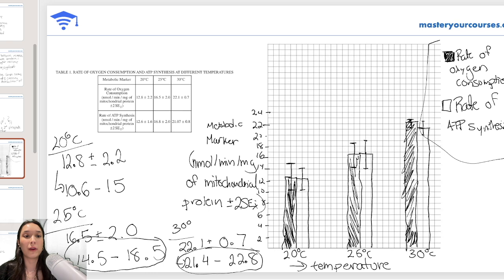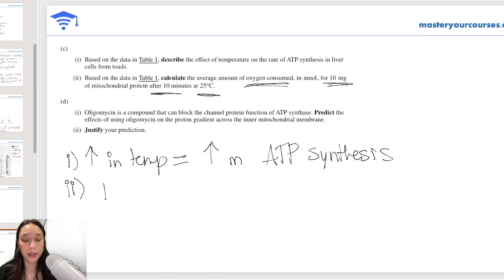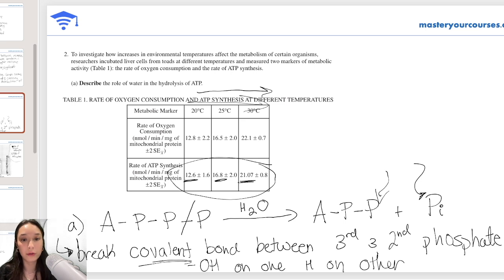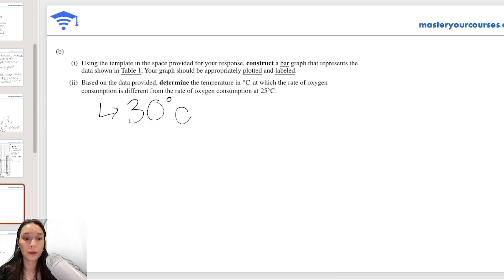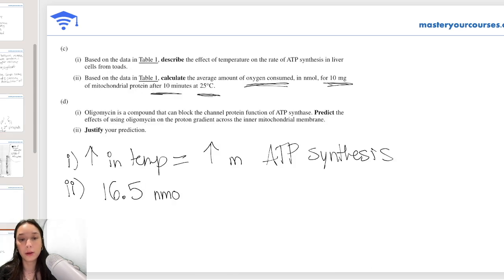So our oxygen at 25 degrees Celsius is this number right here, which is 16.5, and then make sure you take note of the units here because that's the most important. Okay, so you've got 16.5. They're looking for average amount, so you don't really need to consider the standard error for this one. So I'm just going to leave that out. I'm pretty sure you can just ignore the standard error for this. Nanomoles per min per milligram. Okay, so this is what it currently is.